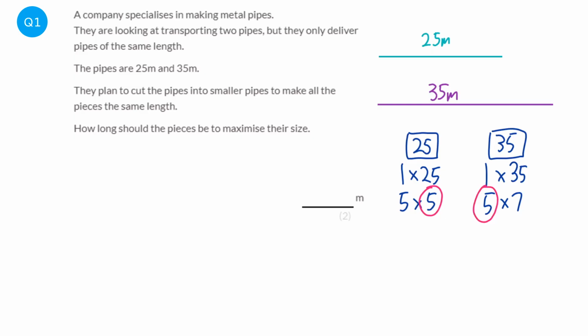So what we can do is we can cut all of these pipes into 5 metre pipes. So 1, 2, 3, 4, not to scale, and then 7 of these, so 1, 2, 3, 4, 5, 6, 7. So each of these are 5 metre long, and there's no wastage, and that's the longest we can make the pipes for there to be no wastage at all. So my answer is 5 metres.